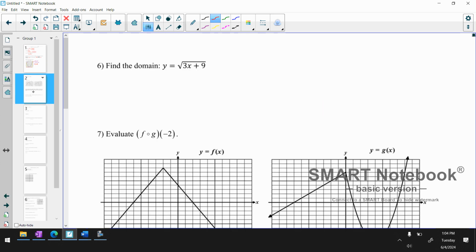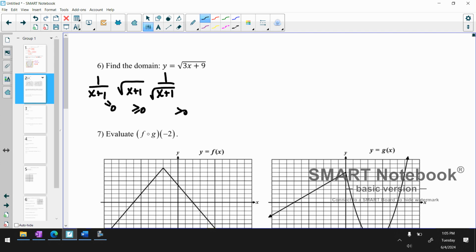All right, next page. Domain, right? Again, this goes back to our 3 cases. Our fraction, our radical, our fradical. Fraction, bottom equal to 0. Every number works except where that's 0. Radical greater than or equal to 0.